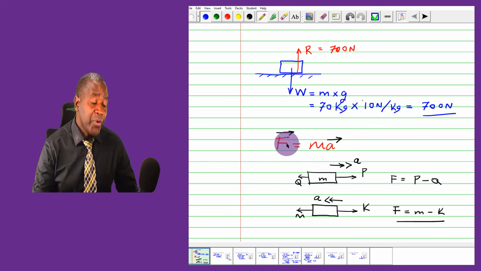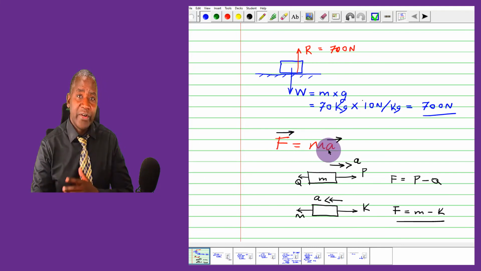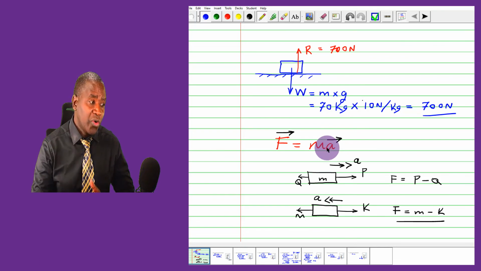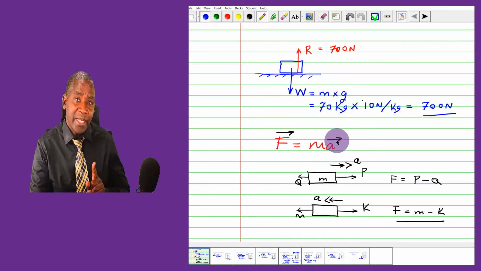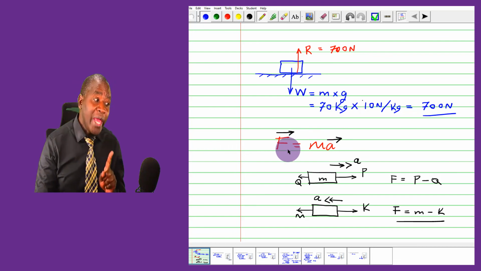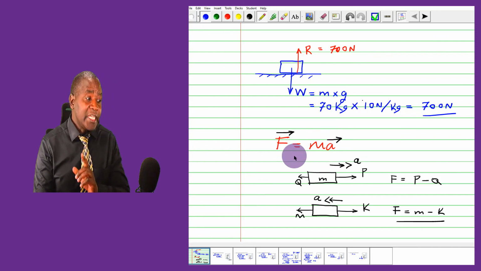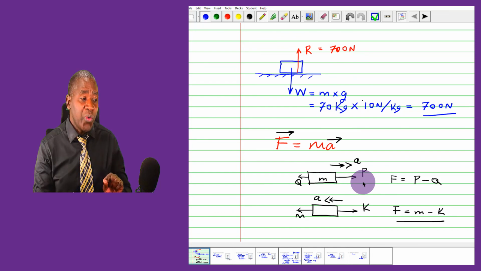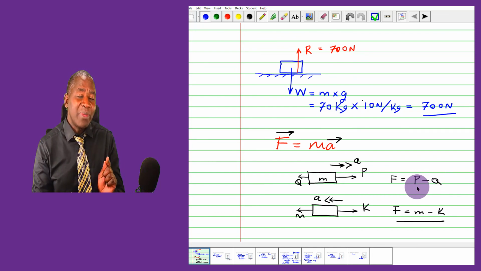So if you know the direction of the resultant force, you automatically will know the direction of the acceleration. Or if you know the direction of the acceleration, you already know the direction of the resultant force. Where is that important? It helps you to know, is the resultant force P minus Q or is it Q minus P?